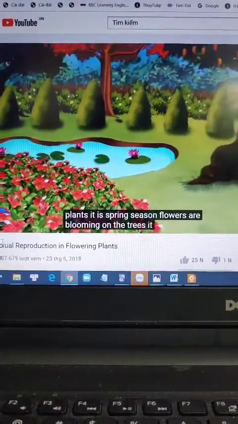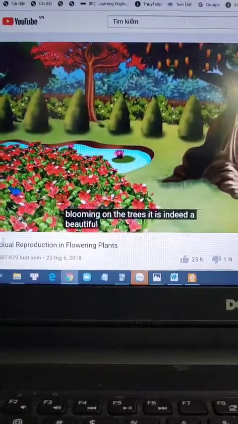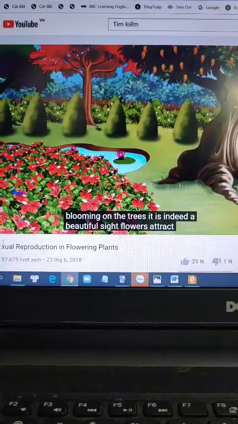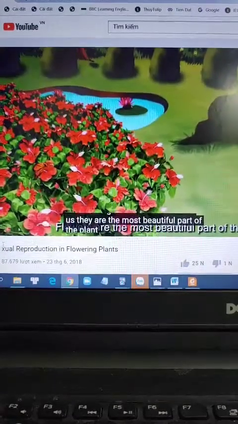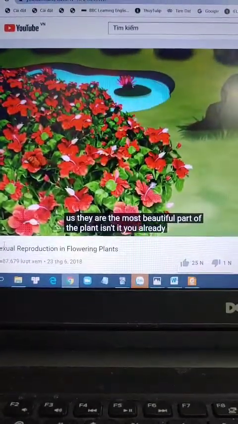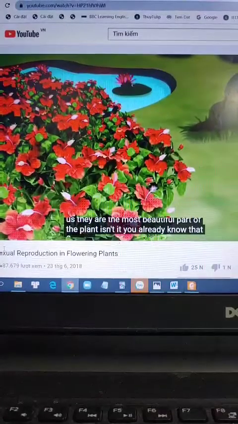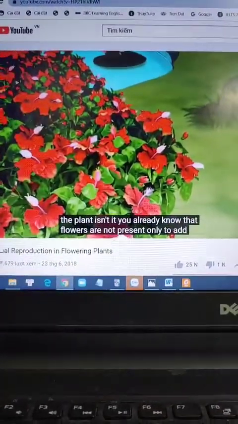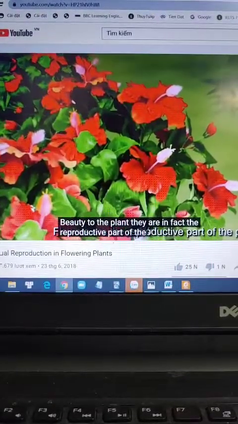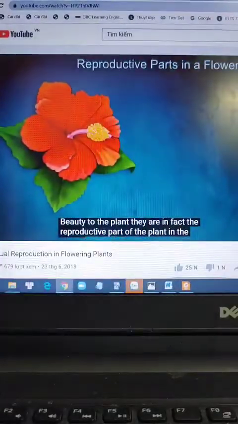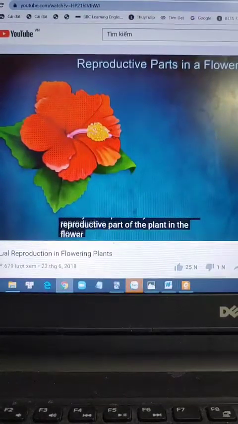It is spring season, flowers are blooming on the trees. It is indeed a beautiful sight. Flowers attract all around. They are the most beautiful parts of the plants, isn't it? You already know that flowers are not present only to add beauty to the plant. They are in fact the reproductive parts of the plants.